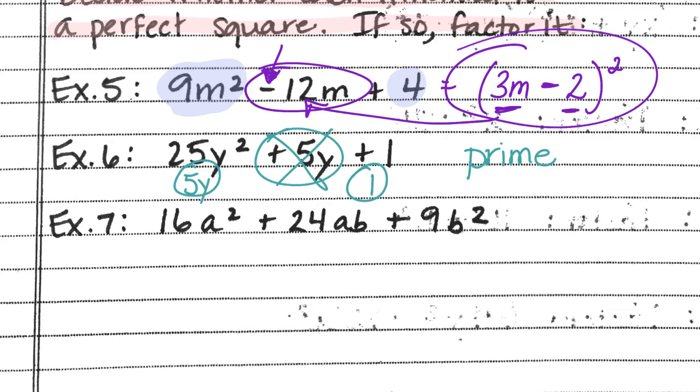16a squared. Well, that's a perfect square, 4a. 9b squared. That's a perfect square, 3b. If I multiply these two, I get 12ab, and if I double it, I do get 24ab. So this is going to be 4a. Because of that sign right there, it's going to be plus 3b quantity squared. Great job working on this factoring. So remember, these are factoring perfect squares.